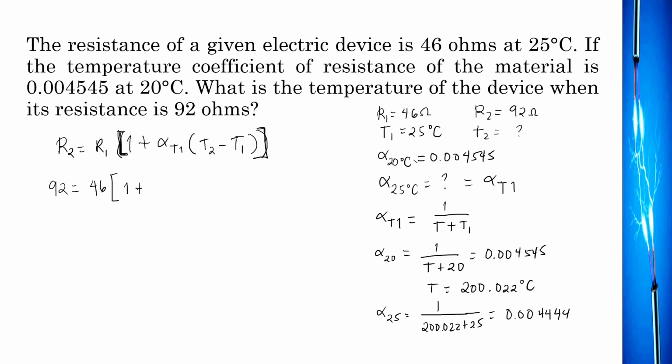Tapos 1 plus, okay, lagay natin dito, 0.00444. Tapos, hahanapin daw natin yung T2, minus 25 ang ilalagay mo dyan. So, ang gawin mo, divide mo lang, 92, divide mo sa 46, no? Tapos, minus 1, I think, no? Tapos, divide sa 0.04444. Ayan, tapos plus 25. So, I think ang makukuha natin ay nasa 200.